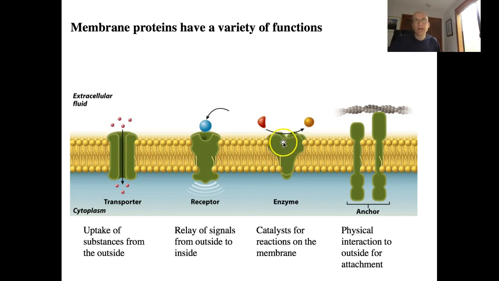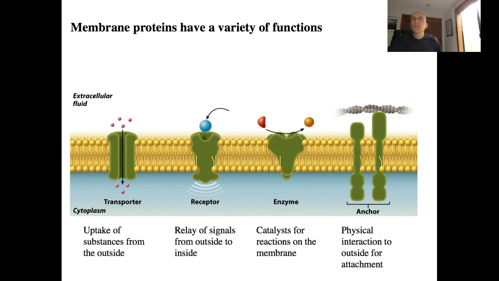They're stuck here in the membrane, and that's where their function occurs. And then we have anchor proteins that have functions where they physically interact with the outside for attachment. So this is some sort of a structure that this protein anchors itself to, so that it could, for example, anchor to another cell on the outside that also binds to the structure. So, physical interaction to the outside for attachment.